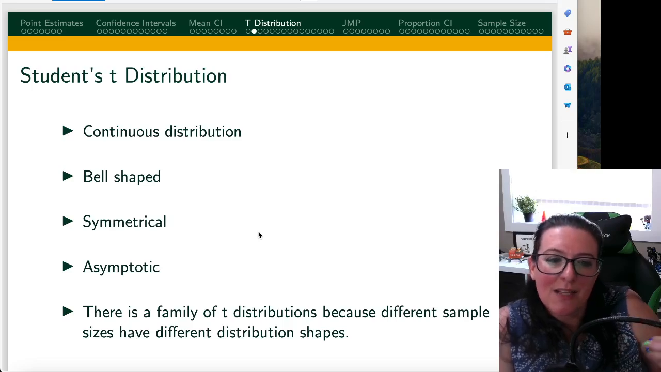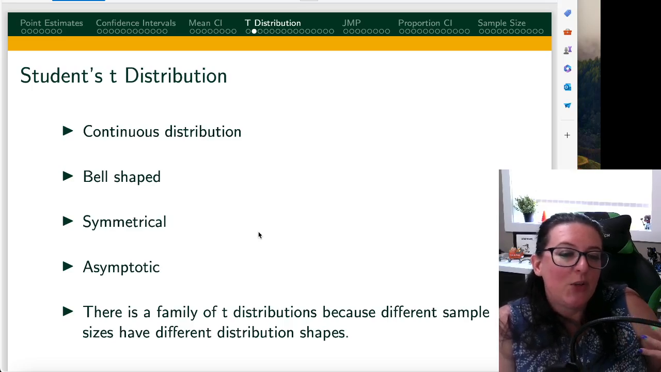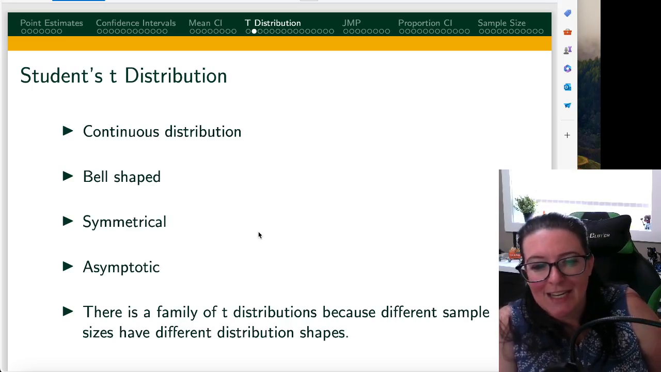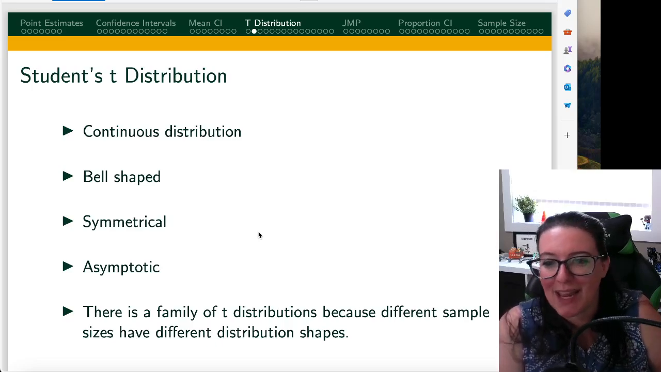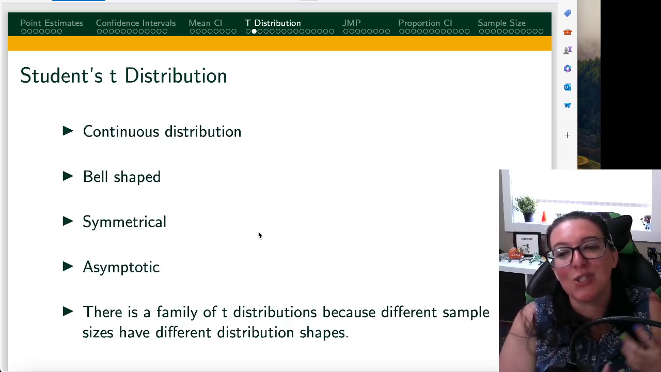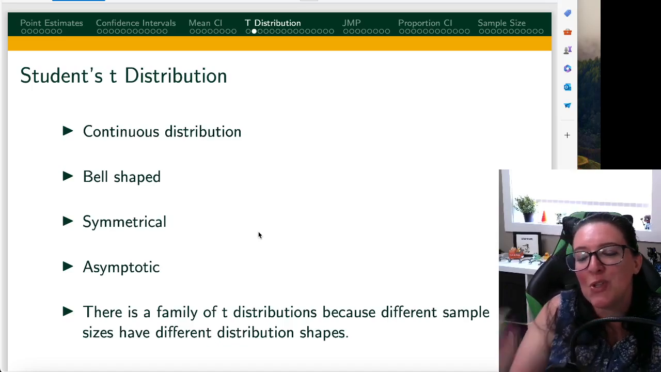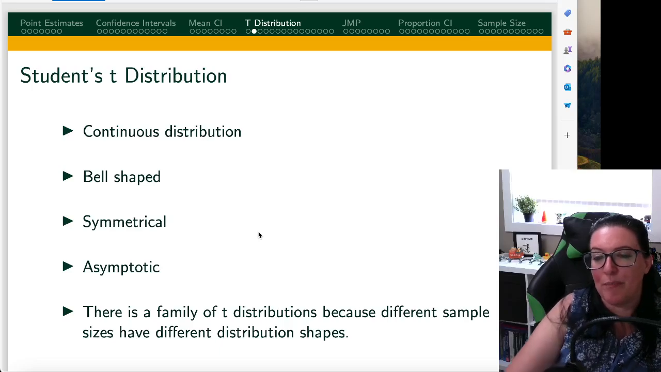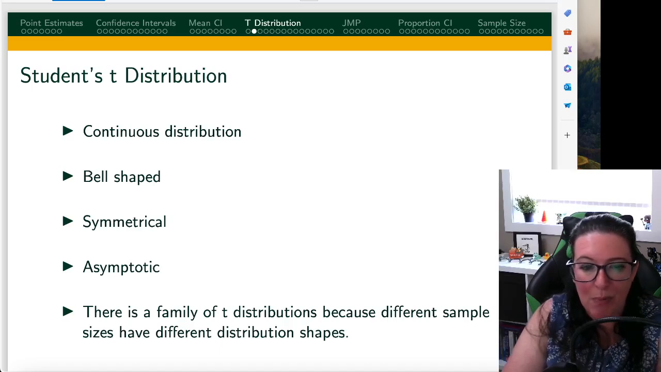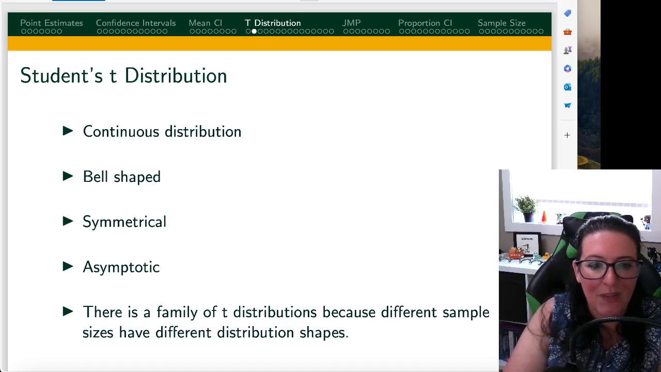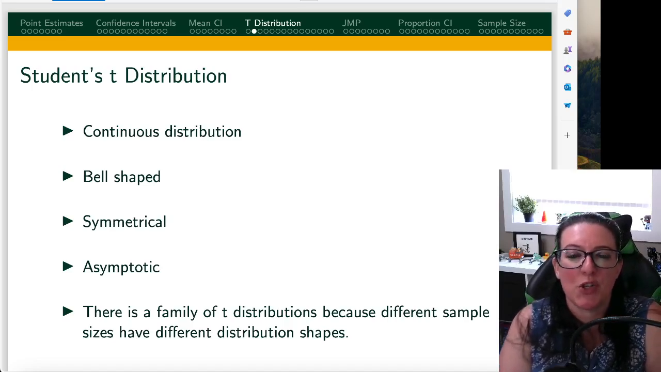So this meant that Gosset was unable to publish his work under his own name. Therefore, he used the pseudonym Student to avoid detection by his employers in his publications. And so that's why you get the student's t distribution as opposed to Gosset's distribution. So what is the student's t distribution? The student's t distribution is a continuous distribution, so we have a probability density function. And it is bell-shaped and symmetrical, similar to the normal distribution.